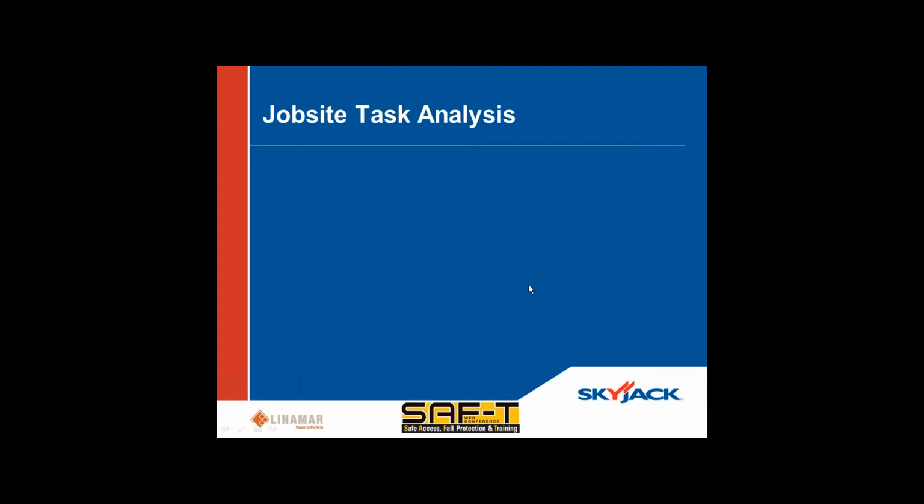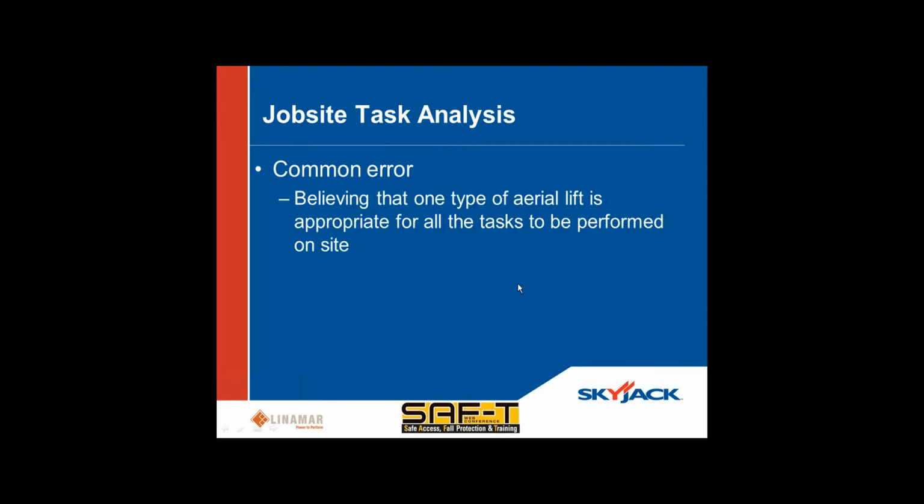So if I go back to this task analysis, as I said, one common error that I generally see when people talk about selecting aerial lifts is that they generally believe that one type of lift is going to be appropriate for all the tasks to be performed on a site. And if you're an electrician or a plumber, or a subcontractor doing a specific scope of work within a job site, what I see is that when people get into trouble, unfortunately, it's because they've got an aerial lift that is probably suitable for about 90 or 95% of what they expect their workers to do on that job site.